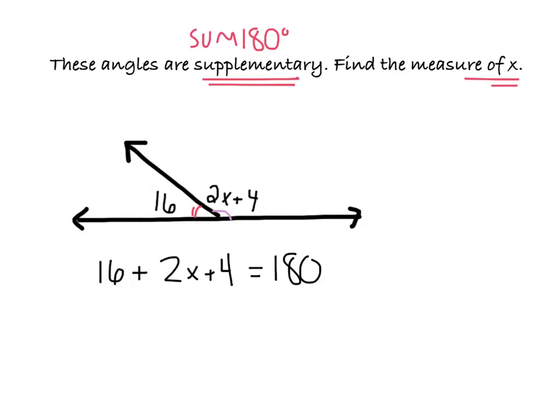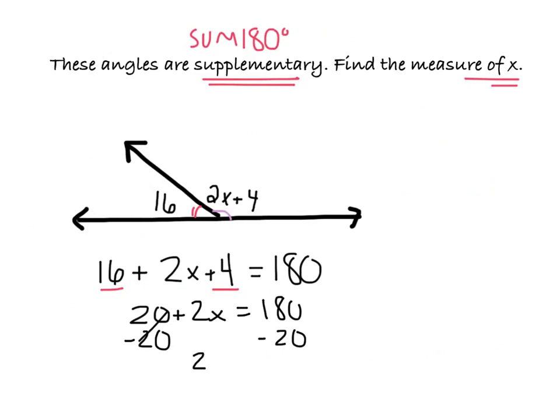Now I'll go ahead and combine like terms. I see I have 16 plus 4, so that's 20, and then I just bring down this plus 2x equals 180, and now I'm taking 20 off of both sides to isolate my variable, and I have 2x equals 160. And to get x by itself, I divide by 2. I see that x equals 80 degrees.